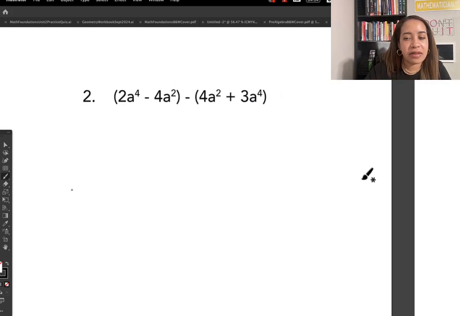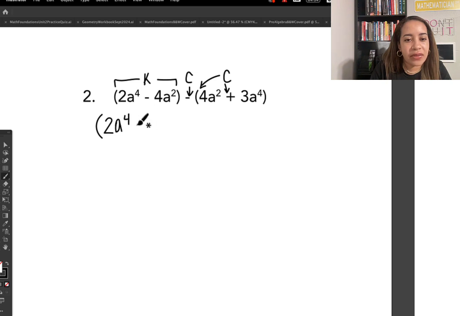We see another subtraction problem, so we start by saying keep, change, change. So we keep that entire first polynomial. We change from a minus to a plus in the middle, and then we change all of the signs in the second polynomial. That's how we will rewrite our addition problem, and then we'll work through the same steps that we've practiced. So I am keeping this first polynomial exactly the same.